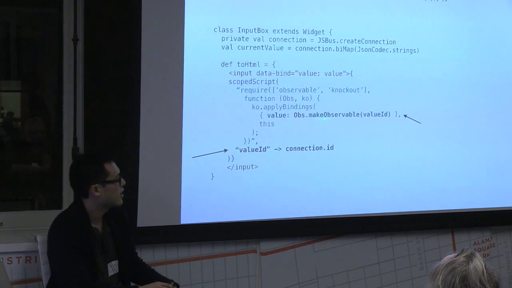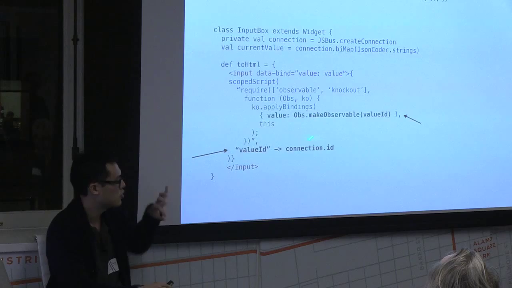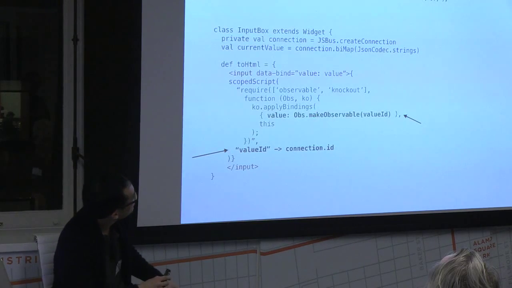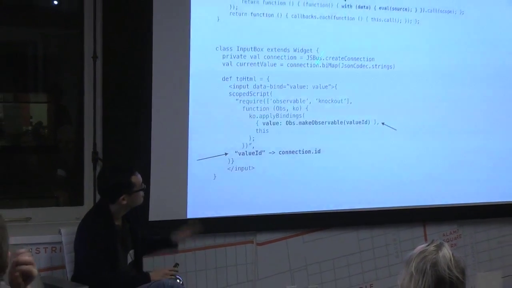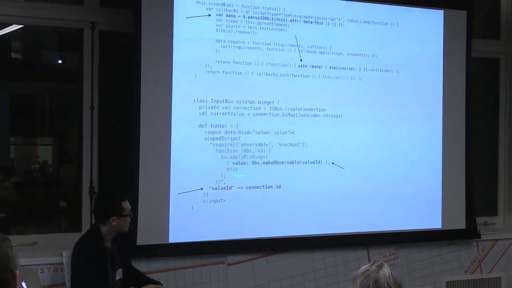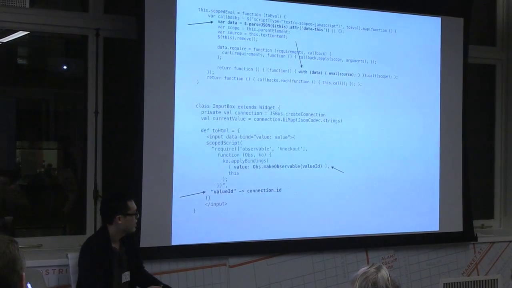And we use that to create the JavaScript observable here. So that's how those two things get married up. And so there's a bit of nonsense here inside scope eval, which is the actual thing that evaluates this JavaScript to set that up such that this method can look the way it looks.